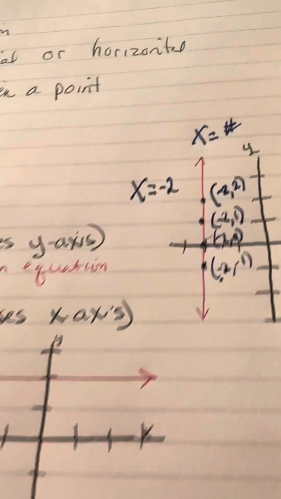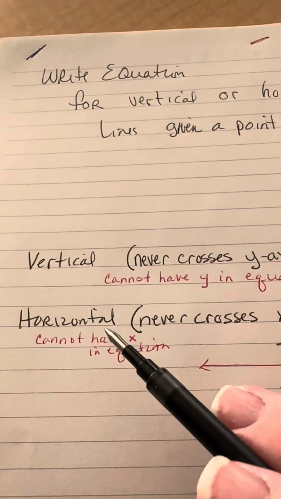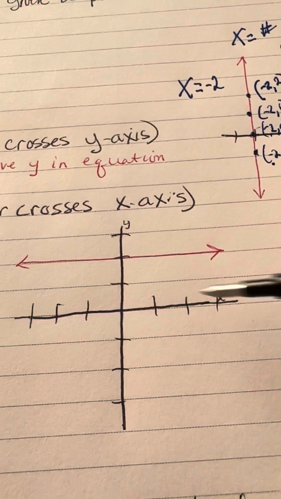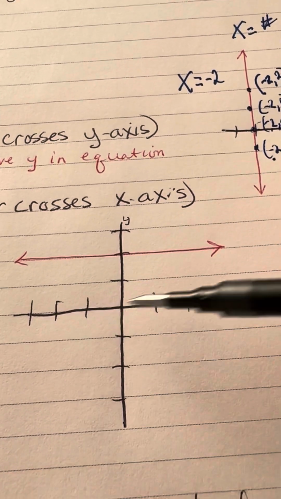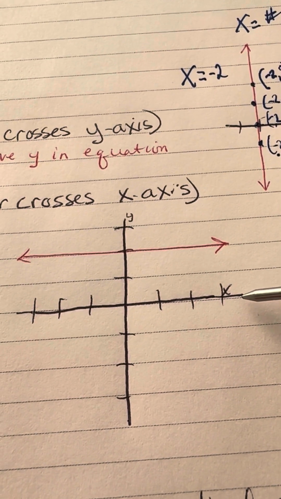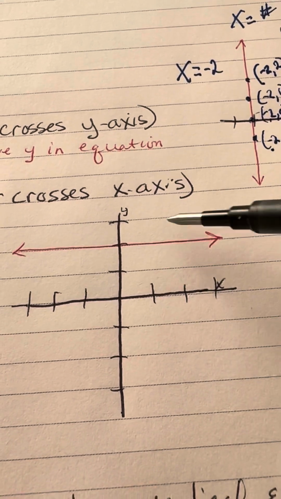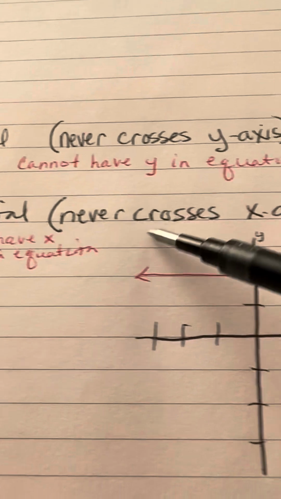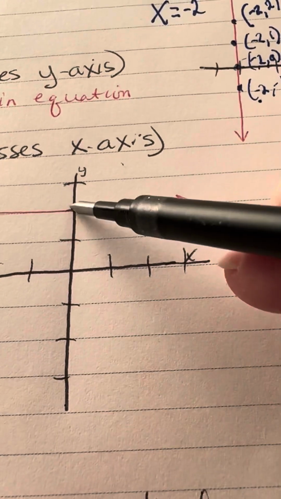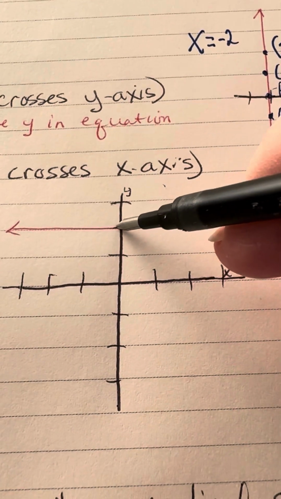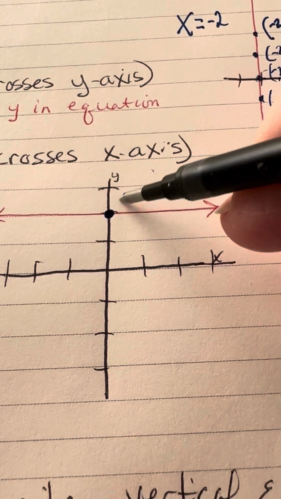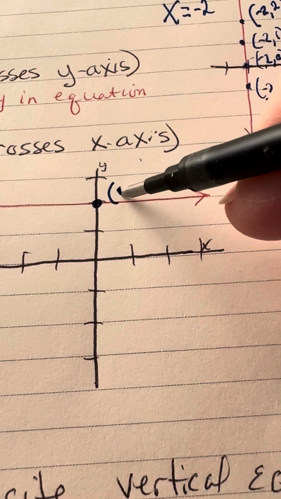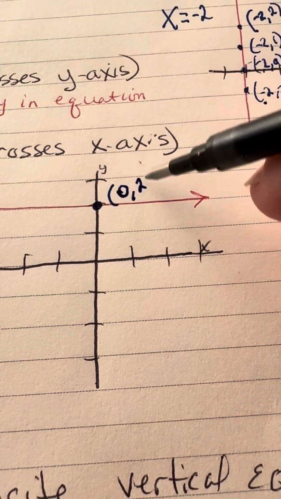That's the equation. And then for the horizontal line, it never crosses the x-axis. It's running parallel with the x, so there should be no x in the equation. It cannot have an x in the equation, never crosses the x-axis. So this one, notice this is at 0 on the x, but it's at 2 on the y.